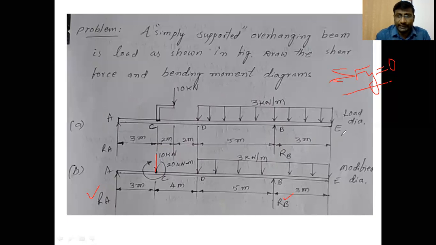So therefore we can take the upward forces as RA plus RB. These are the upward forces. Summation of upward forces is equal to summation of downward forces. What are the downward forces? 10 kilonewtons point load is there, plus another UDL, 3 kilonewtons per meter into the meters over which it is distributed. So that total is acting downwards, which is equal to RA plus RB.